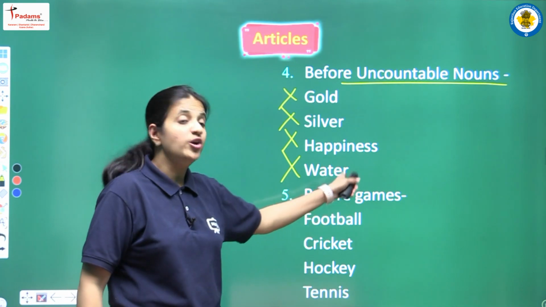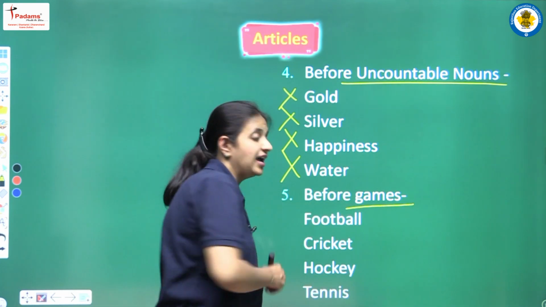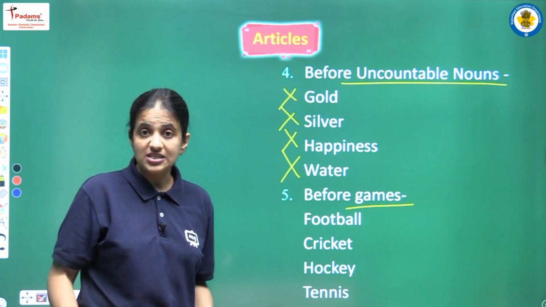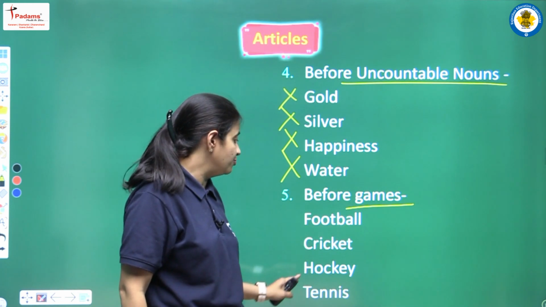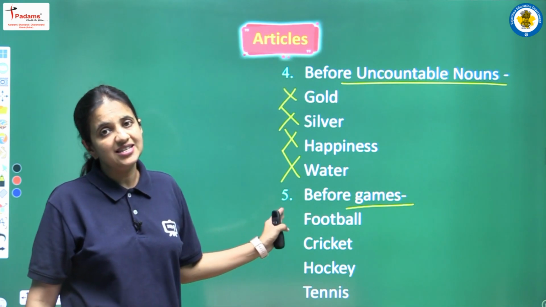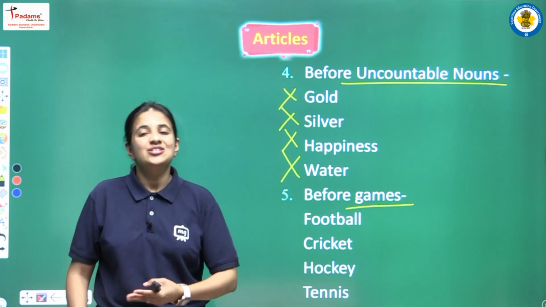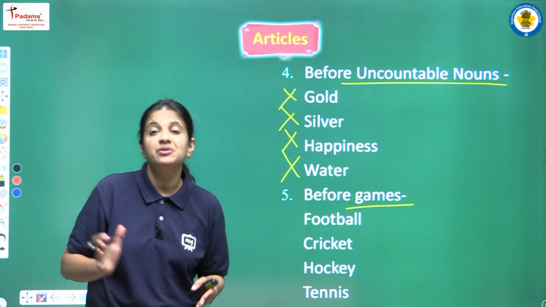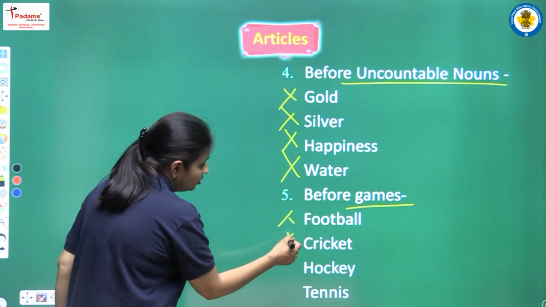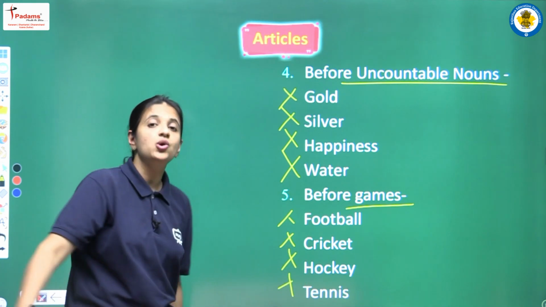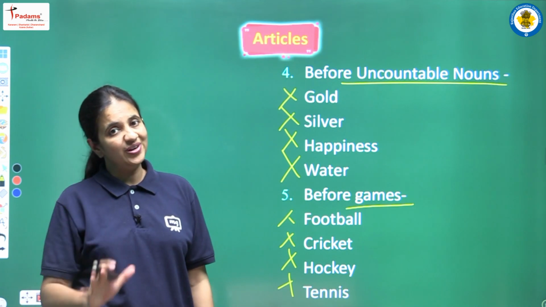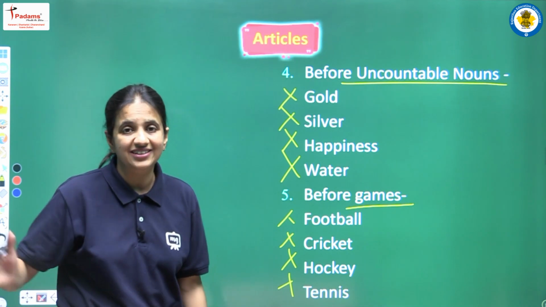Next point, before games. So if we have any game name, then also we cannot use any article. Suppose we have football, cricket, hockey, or tennis. So all these are the names of games. If we have any game name, then also we cannot use any article. And then again we have to put a cross mark before such words, because these all are some game name, and before games we cannot use any article.